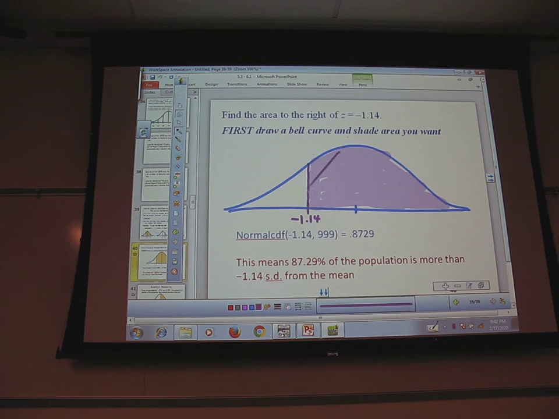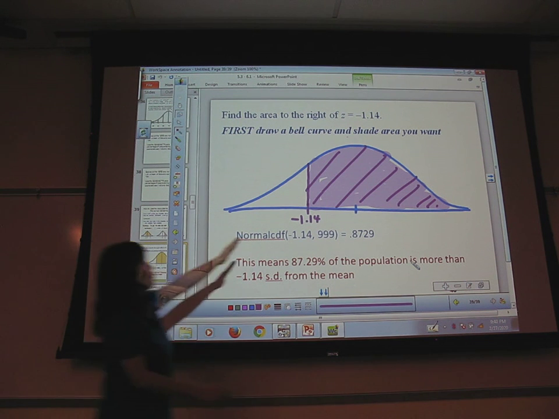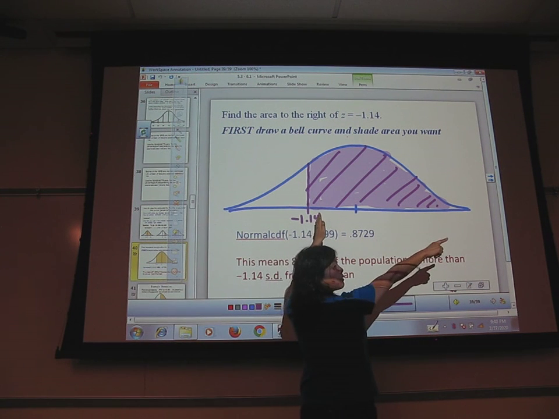Or you guys might just do this. You can just do that. That's totally fine. Okay. And then I'm going to do normal CDF of -1.14. What's the z-score way over there, guys?